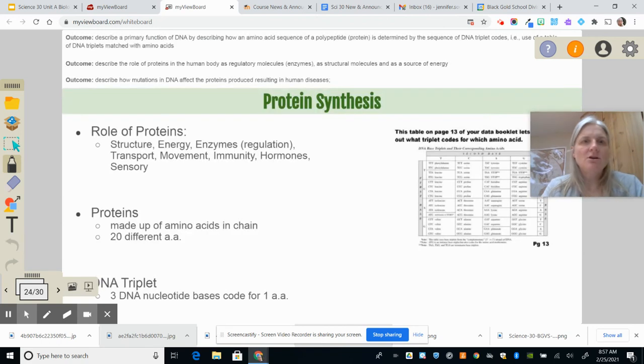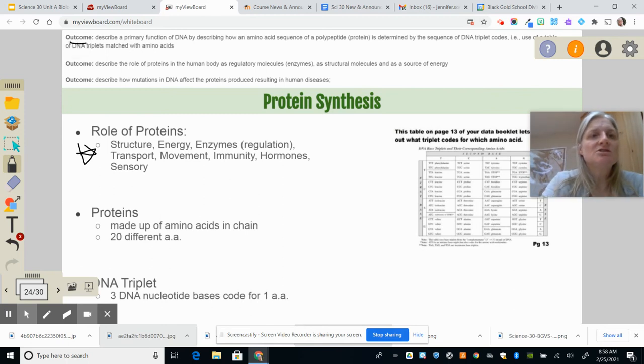Alrighty, on to the next part here. So, why DNA? What is it doing? What DNA is doing is it's holding the code for all these genes. And what are genes? They're proteins. So proteins rule our body. They provide our structure, energy, enzymes to regulate every chemical, every reaction that's occurring in our body, transport things around, help us move, give us immunity, hormones, sensory, all these different things are run by proteins, and the code for these proteins in our body are held within our DNA.